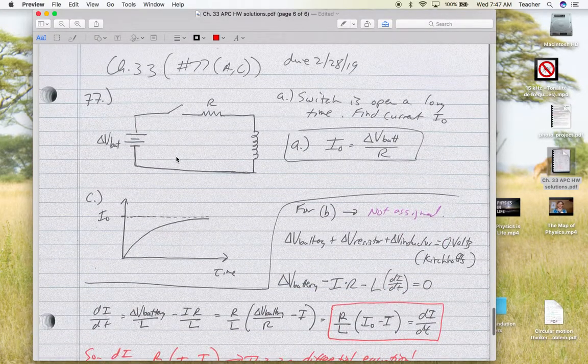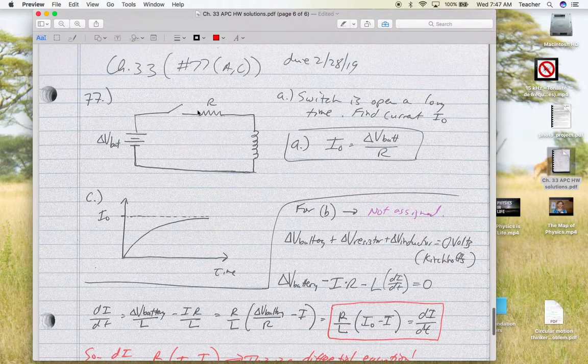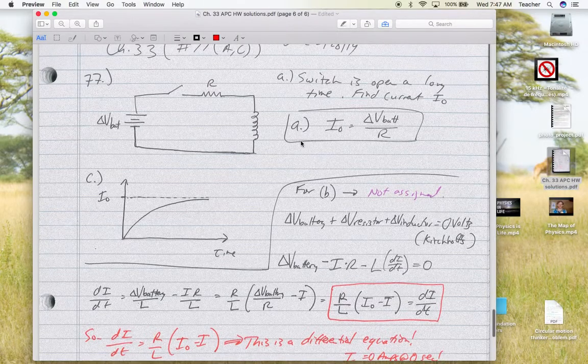Over here, 77 is the last one. What I really wanted you to think about with this was the circuit and what would happen. So this is invariable, how you would get the current at time 0. Basically the potential difference across the battery divided by R, the switch is open, for something like that.